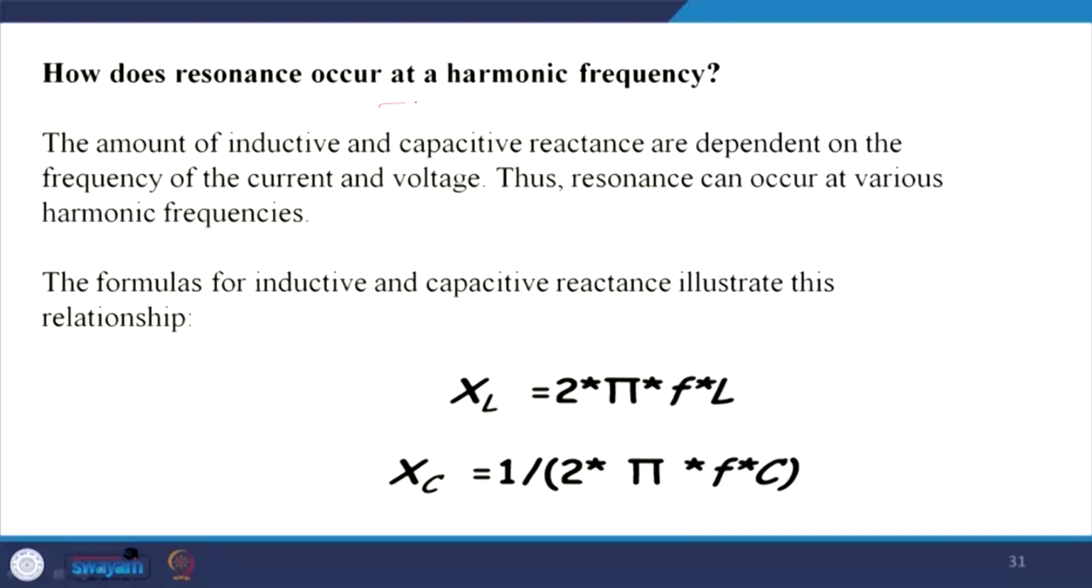How does the resonance occur at a harmonic frequency? That is what I was discussing. The inductive and capacitive reactances are dependent on the frequency of the voltage and the current. This resonance can occur at various harmonic frequencies. Here it is at the fifth harmonic, which is what I have taken, and this formulates the inductive and the capacitive reactance as illustrated below.